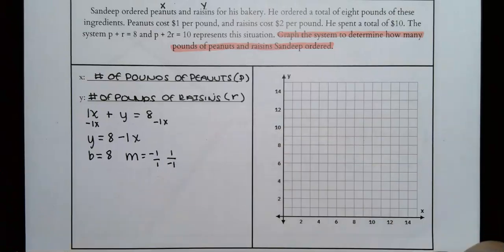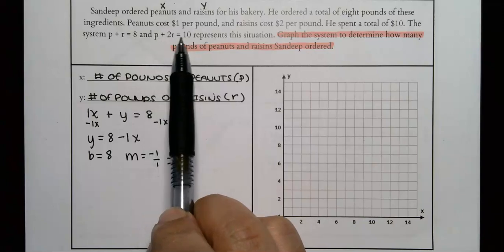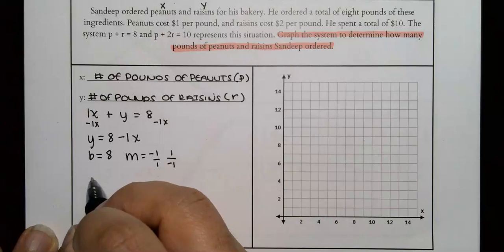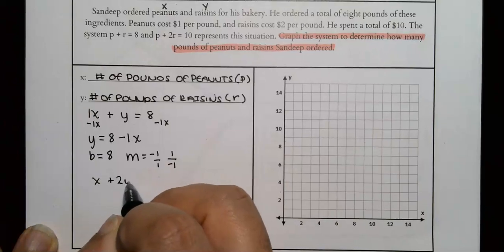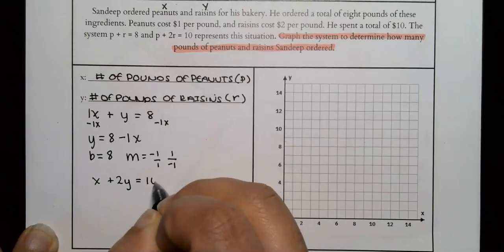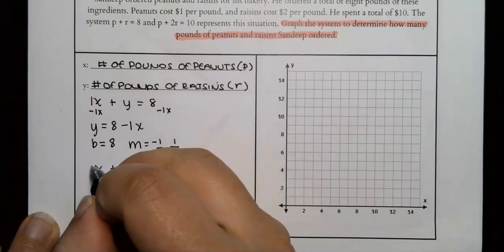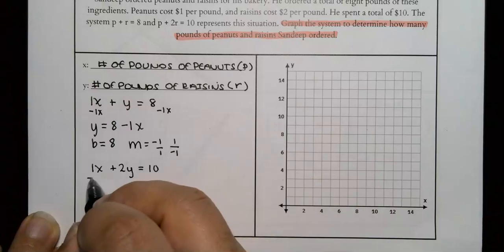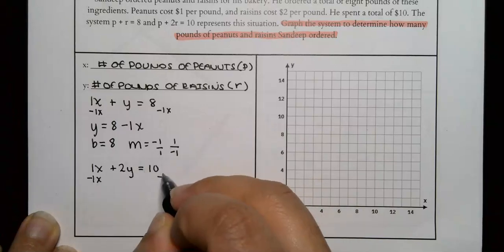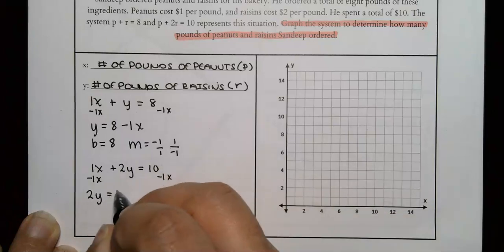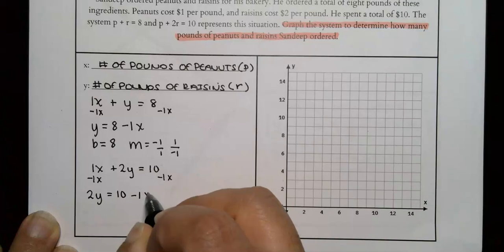All right, let's go ahead and do the second equation. So notice that they have given us P plus 2R equals 10. So because P is now x, we're going to say x plus 2y is equal to 10. So this one, once again, is in standard form, so we can solve it. I'm going to give it a placeholder 1, so we can then subtract 1x from both sides. And so this gives us 2y is equal to 10 minus 1x.